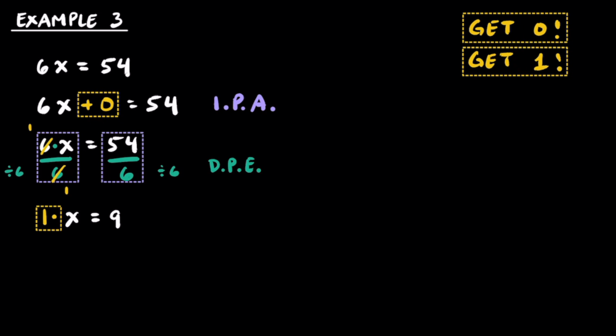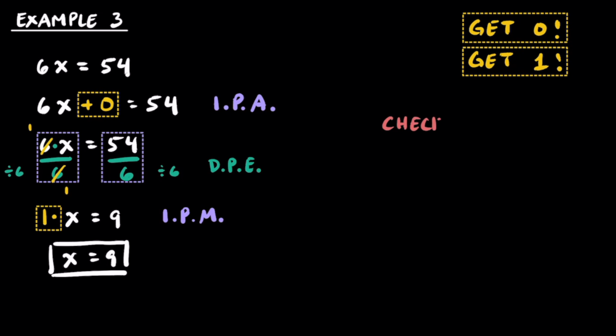We've reached our second goal of getting 1. Our coefficient for x is now equal to 1. By the identity property of multiplication, we don't really need to write this 1, and we can just write that x is equal to 9. There's our solution. Let's just do a quick check to make sure this answer does make sense.